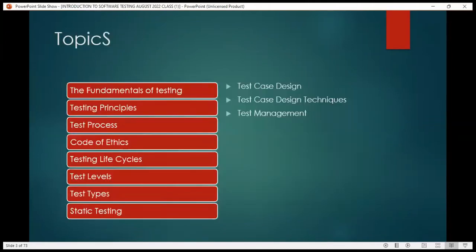So I gave several topics, and I think we've covered the fundamentals of testing, which I'm going to recap on. We've done the testing principles, we've done the processes, we've gone through the code of ethics, we've done the testing life cycle. Now, this is where we are starting, and these are the key things. Everything that this topic involves is what it takes you as a tester to do in your day-to-day activities.